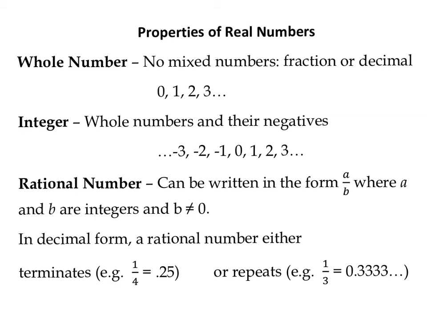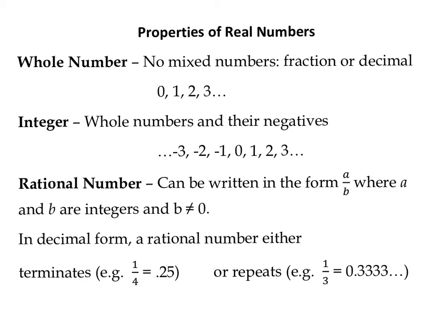In decimal form, rational numbers do one of two things. They either terminate, that means they end. For instance, 1/4 can be written as 0.25. So if you see the decimal 0.25, that is a rational number because it can be written as a fraction. Or it's a decimal that repeats itself, like 0.3333 forever, which is 1/3 as a fraction. So if you see a decimal that ends at a certain point, or it has a repeating set of digits, then it can be written as a rational number in form of a fraction.